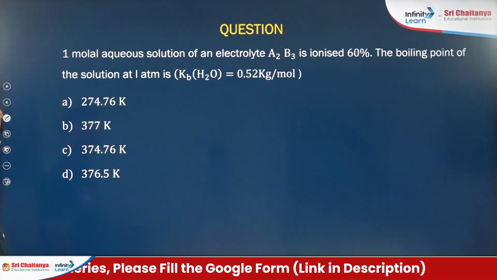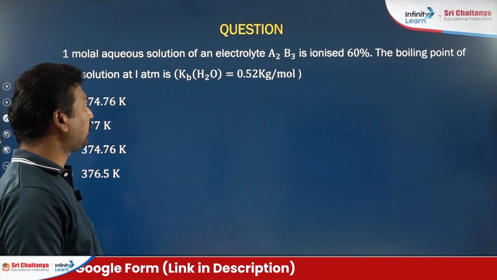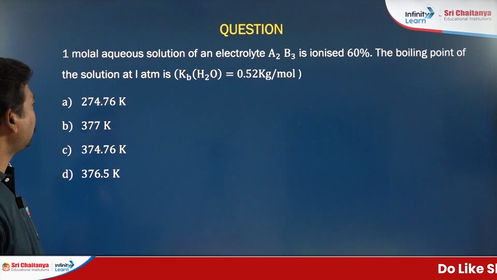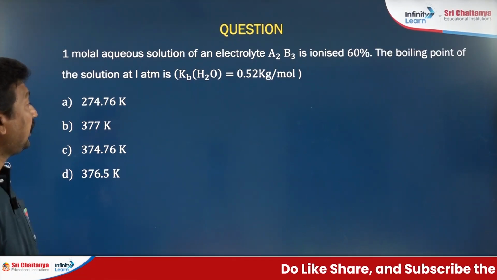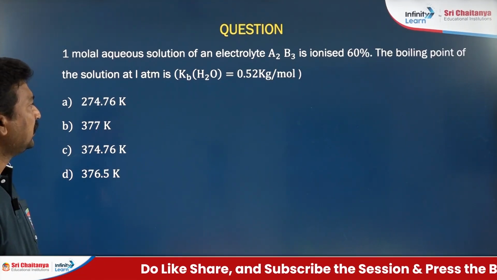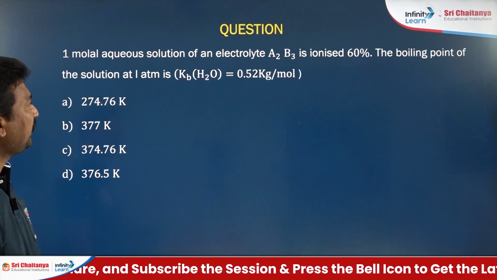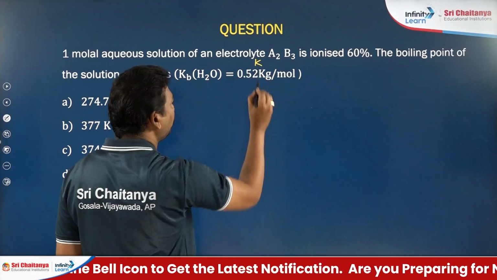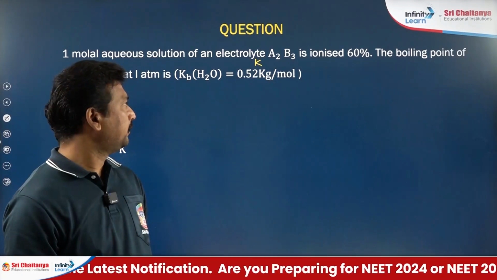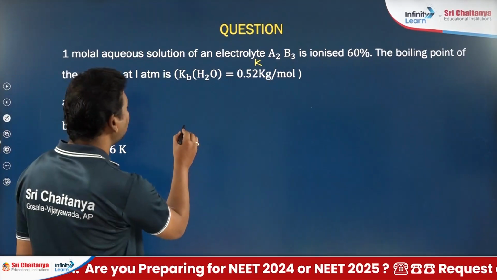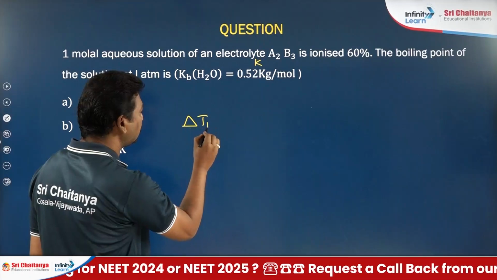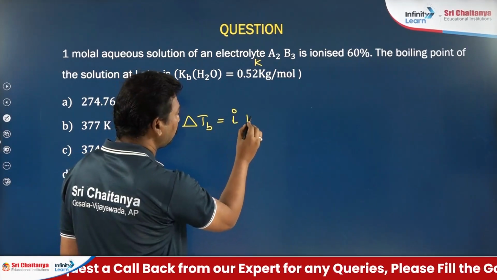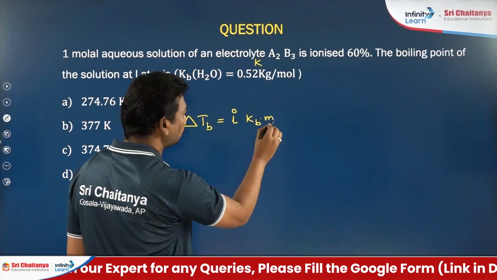Glucose. Next one, my dear students. 1 molar aqueous solution of an electrolyte E2B3 is ionized 60%. The boiling point of the solution at 1 atmosphere is... Kb of water is mentioned as 0.52 Kelvin kg per mole. Here Kelvin should be there. 0.52 Kelvin kg per mole. What is the formula of the elevation in boiling point? Delta Tb is equal to, introducing the Van't Hoff factor here, i into Kb into molarity.